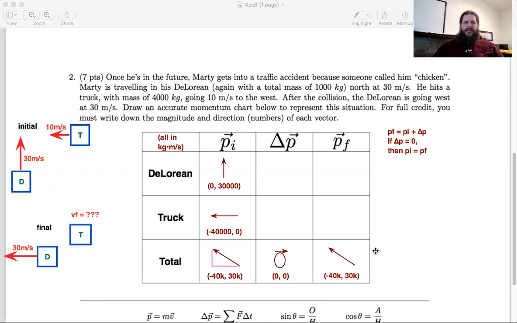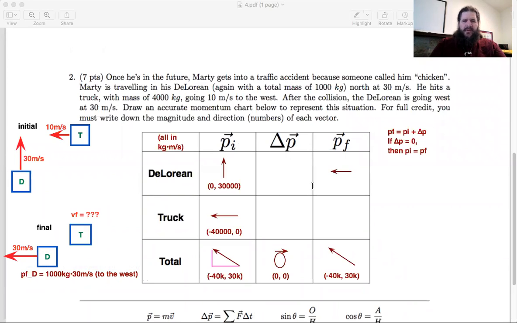We know the final position of the DeLorean. Yeah, we know everything we need to know about the DeLorean in the end. We know it's moving 30 meters per second to the west. So we can calculate its final momentum. P final for the DeLorean is going to be mass times velocity, so 30 meters per second to the west times 1,000 kilograms. So that'll still be 30,000 kilogram meters per second, but 30,000 to the west instead of to the north. So 30,000 to the west.